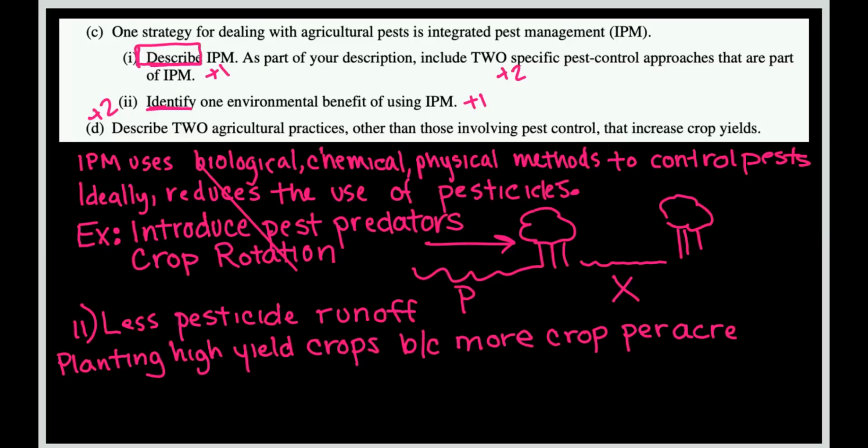The other thing you could say, and it doesn't say agricultural practices that are environmentally friendly, right? It just says agricultural practices. So you could say using fertilizers, which, traditionally we don't technically think of as being necessarily environmentally friendly, because crop plants get all the nutrients they need.